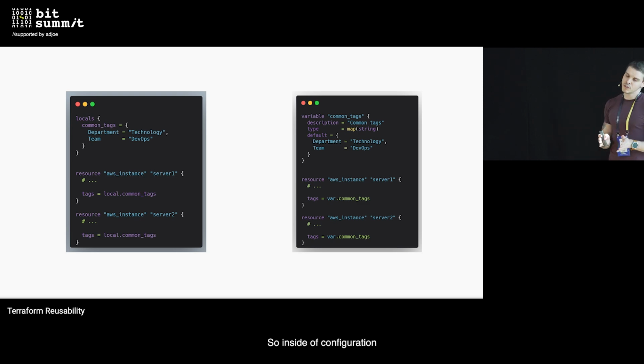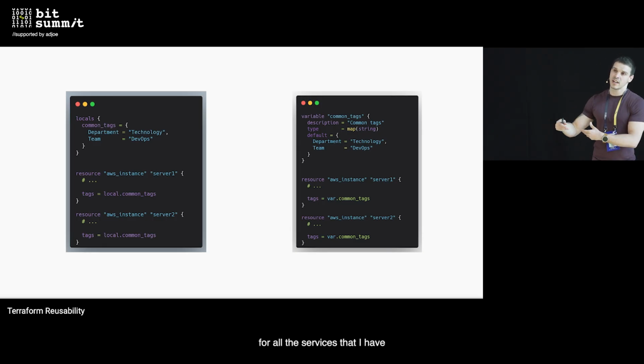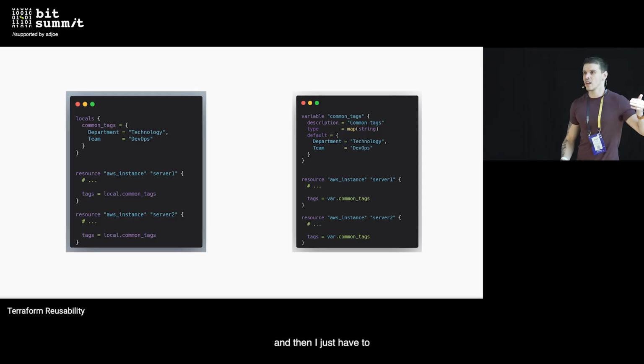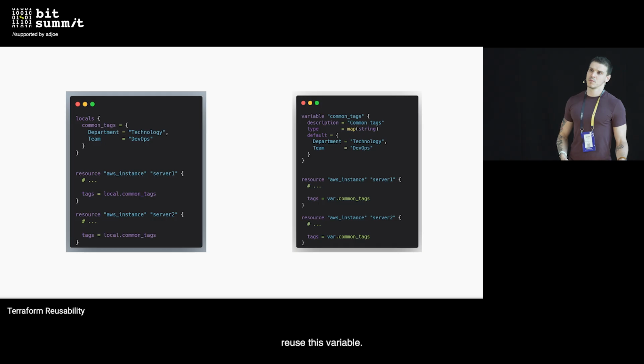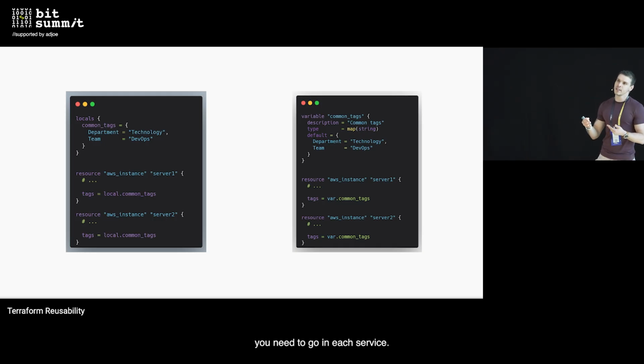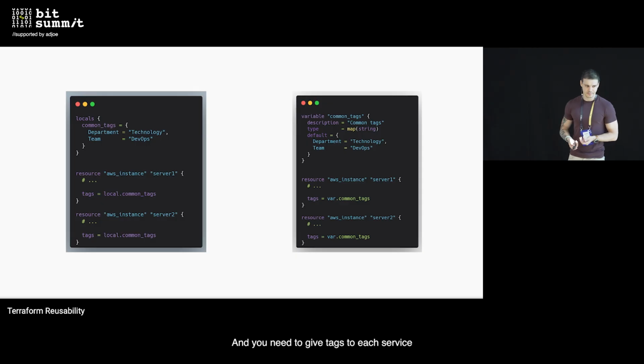So inside your configuration, you have locals. For example, here I want to have the same common tags for all the services that I have in the Terraform configuration. So I just declare a local, and then I just have to reuse this variable. Aside from that, if you need to do it manually, you need to go into each service and give tags to each service.